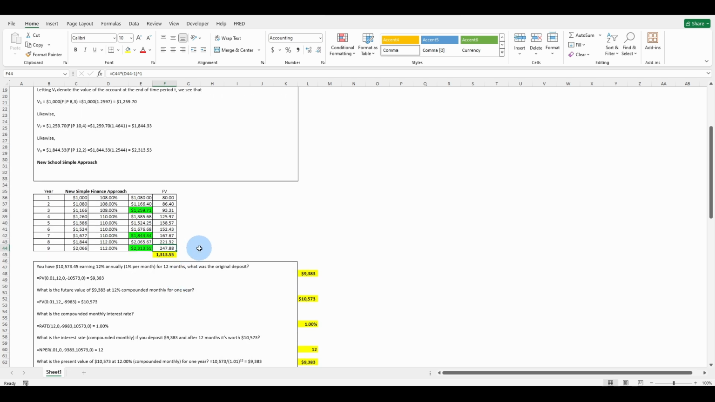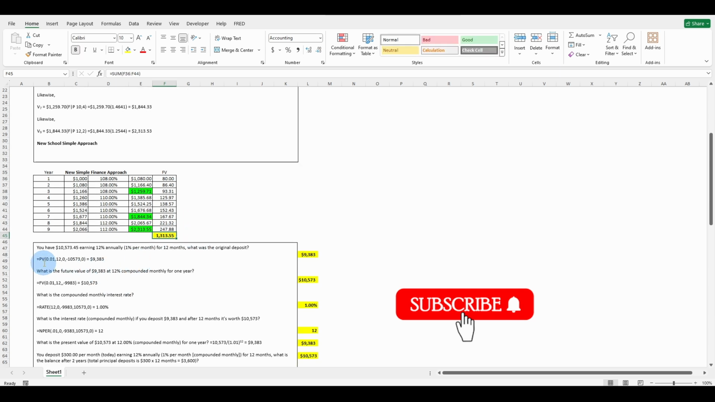It's 1355. If you look at this, if you just look at the future value, it's 1313.